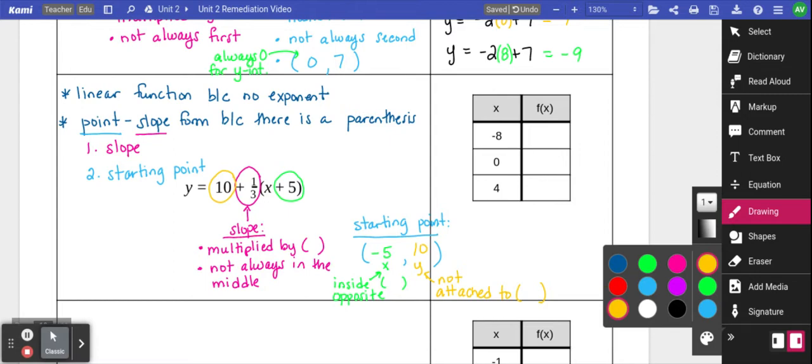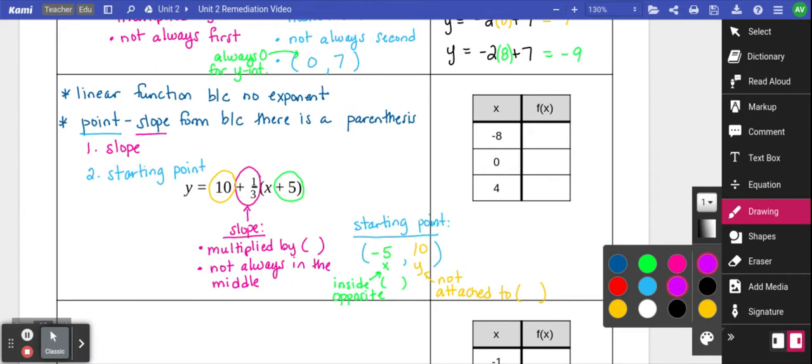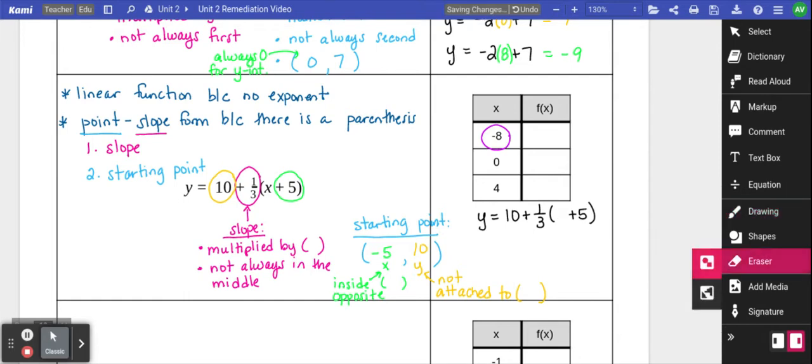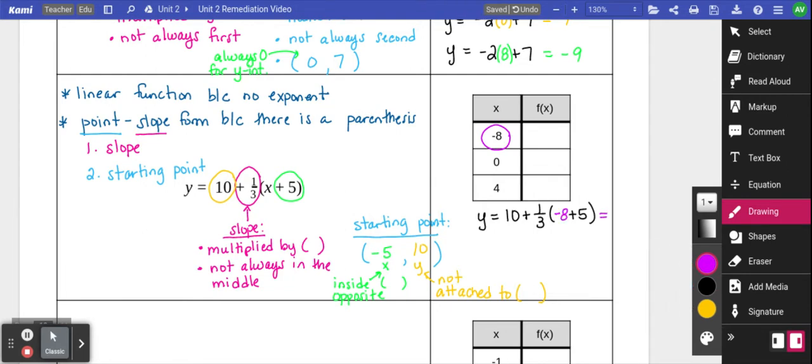Now, just like in the first problem, sometimes I'm going to ask you to plug some numbers into this equation. So my first number that I'm trying to plug in here is the number negative 8. What I'm going to do is take my equation, y equals 10 plus 1/3 times x plus 5. And all I'm going to do is erase the x and put the number negative 8 there instead. After that, I'm going to use my calculator and I'm going to type this in. And when I do that, I should get the number 9.